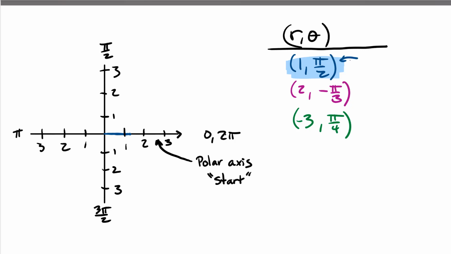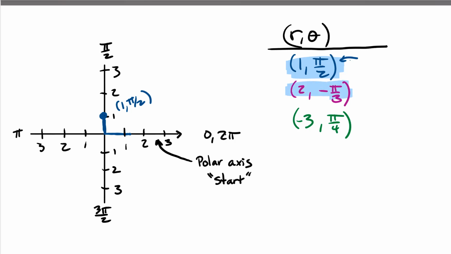But I always read it as the angle first. And then we're like, okay, go up 1 unit. 1 comma pi over 2. Sweet. We graphed a point. But it's always nice to draw the line. So that's how we go in the positive direction.